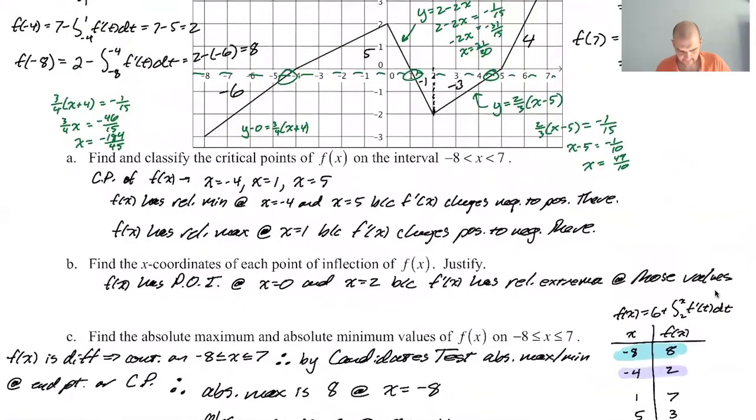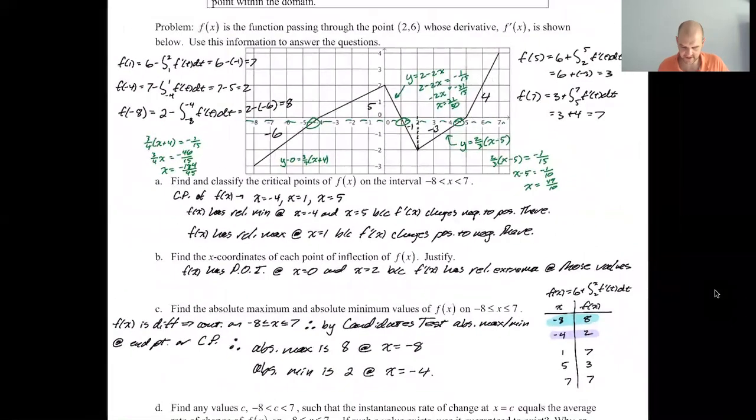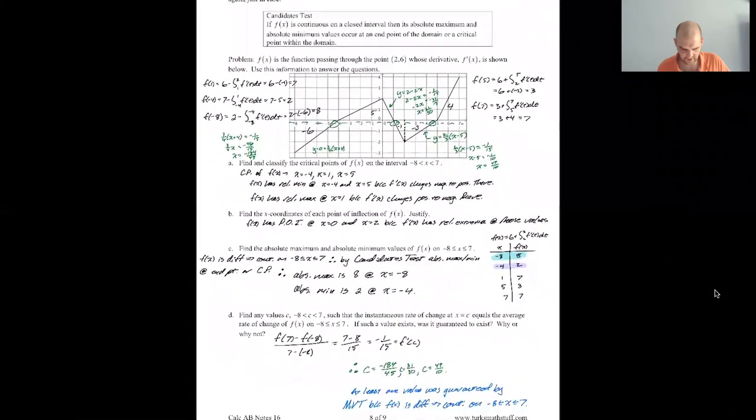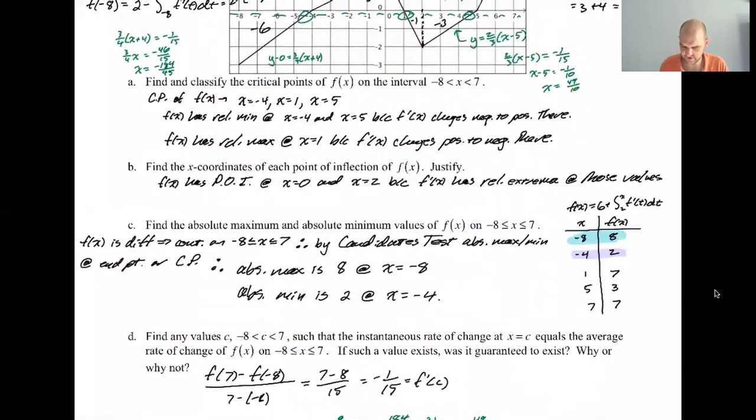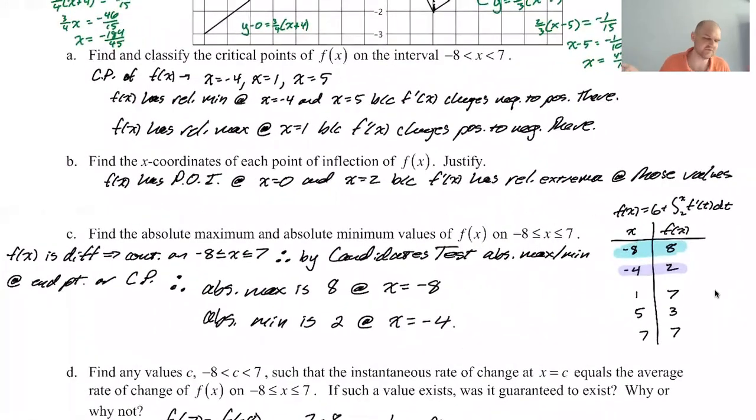That right there, that could be a free response question in May when you take the AP exam. Like every part of that could definitely be a free response. It's actually a really common type of free response question. I call them like given the first derivative, interpreting the first derivative.